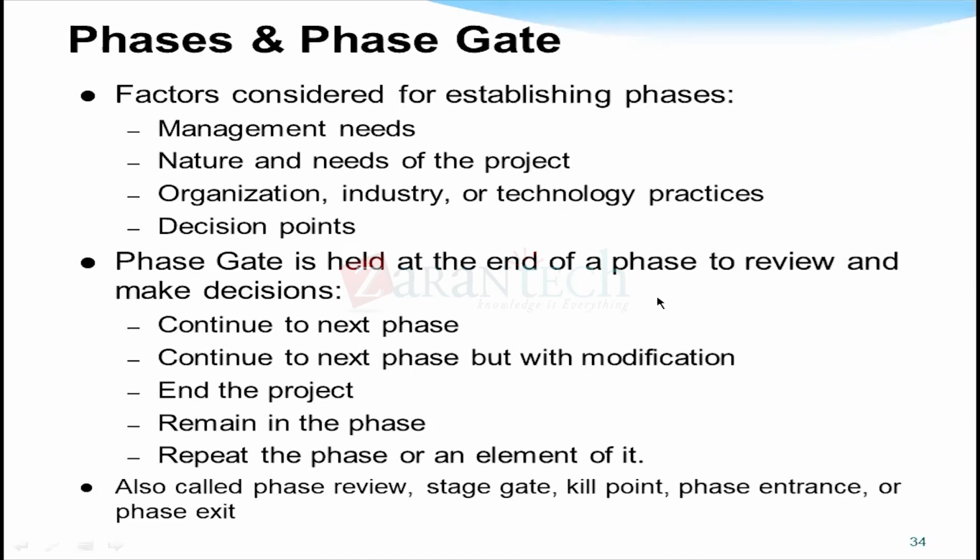Sometimes if it is manufacturing, then for example purchasing will be there, or inventory, and then marketing. There are different departments. Therefore, after the product is moved from one department to another, one phase is over. It depends on organization to organization. A phase gate is held at the end of a phase to review and make decisions whether to continue to the next phase or not to continue. Like that.